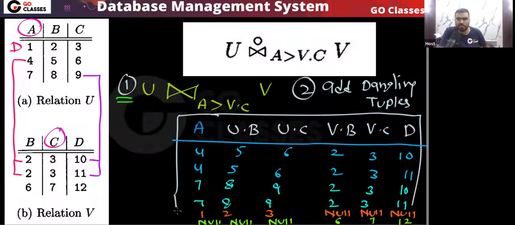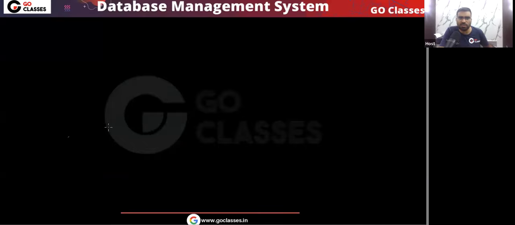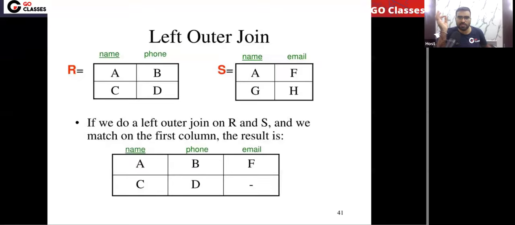That's it. Is this clear? So this is your final answer. You can see this on your screen. These are the dangling tuples. You can check it. This is the final answer. I hope you understood. Is this outer join clear? Please tell me. The concept is very simple.